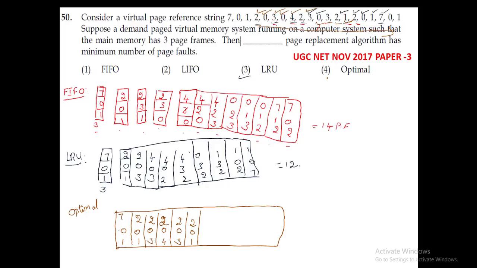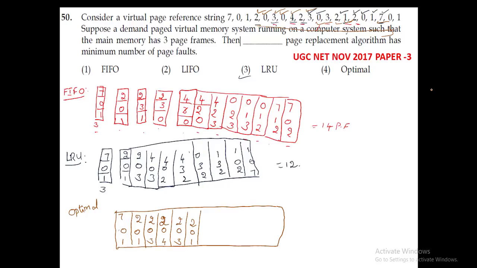After this 1 the CPU refers to page number 2, which is already there, so no page fault will occur. As well, 0 is also there, 1 is also there, and 7 is not there, so see the future references.